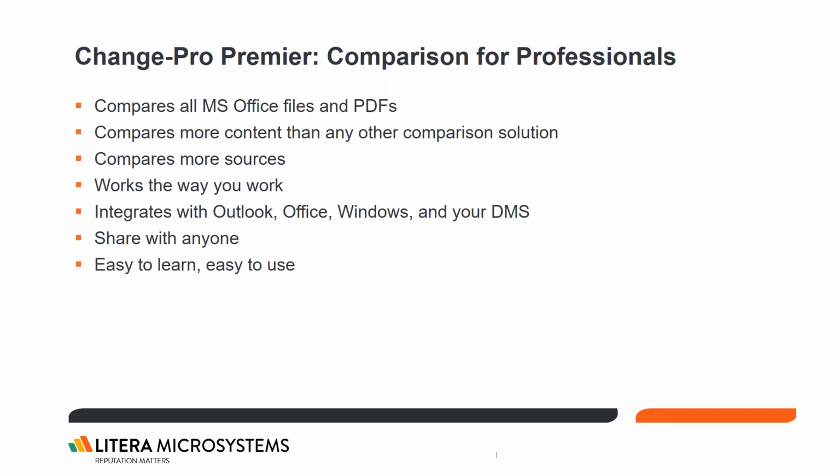We can also compare more sources, so documents, email attachments, even selections saved to the Windows clipboard. We can start your comparison in a variety of ways. We integrate with all of the things that you want us to integrate with: Outlook, Office, Windows, your DMS. And you can share it with anyone. So even though you're creating a Change Pro redline, you can save it and email it in any MS Office file format to anyone. They don't need to have Change Pro to review it. And it's easy to learn and it's easy to use.